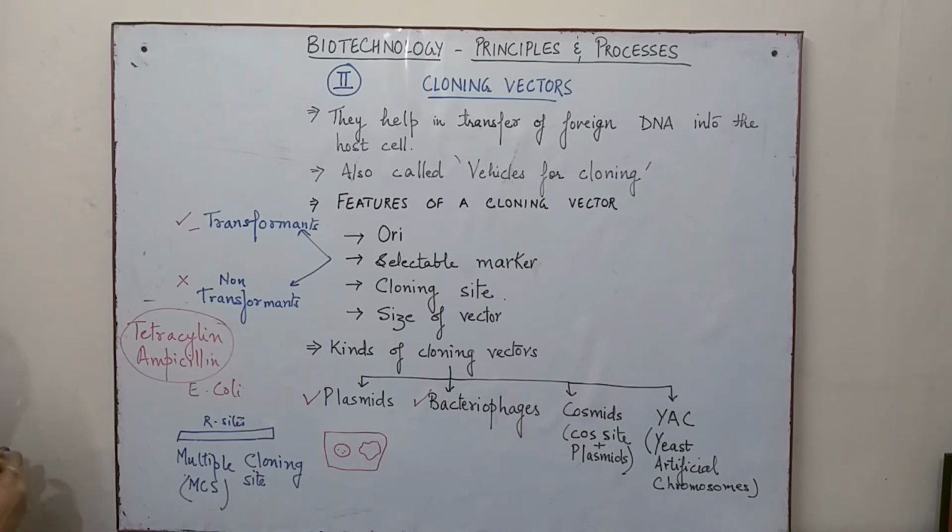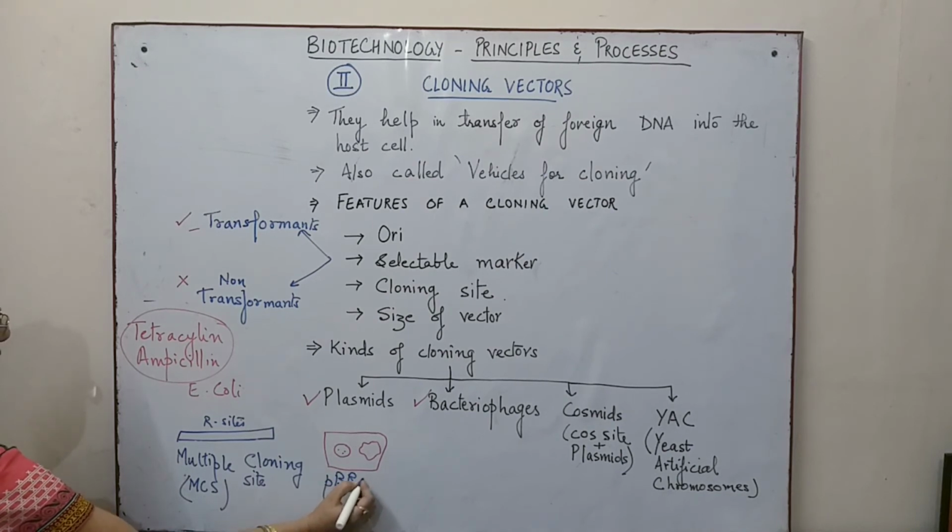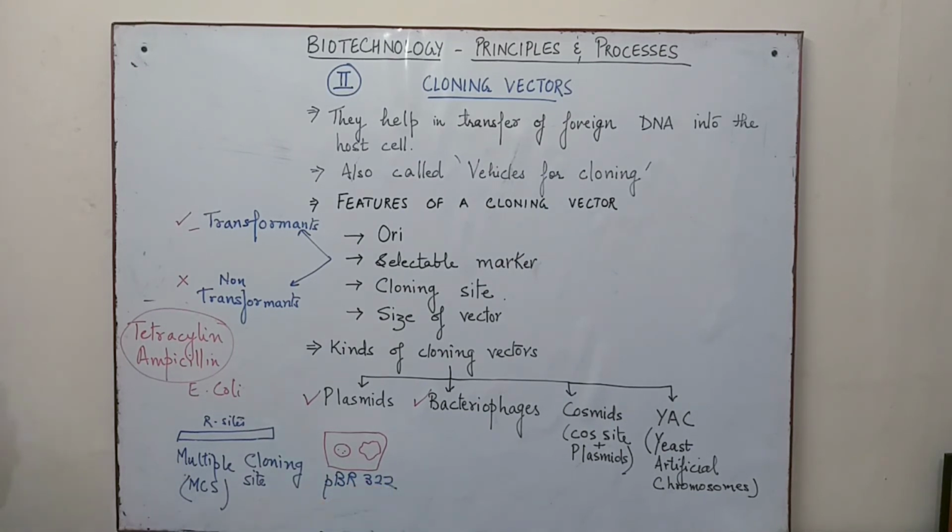Few examples which are commonly used are pBR322, which is extensively used for rDNA technology. Then another is pUC. This is another plasmid which can replicate inside the bacterial cells. Now there are some shuttle vectors. Shuttle vectors are those vectors which can function in E. coli, that is the bacterial cell, as well as in the eukaryotic cell. So there are certain kinds of shuttle vectors also.